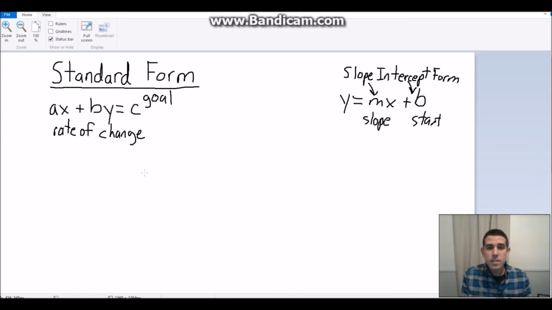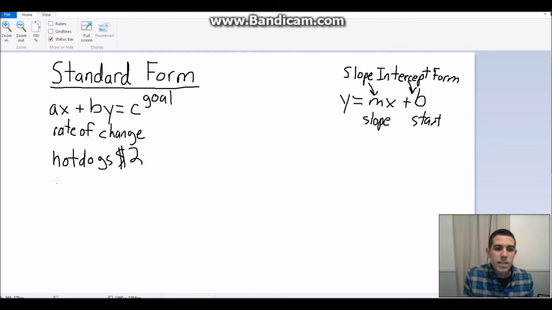So let's see what this looks like as a problem. Let's use a little bit tougher numbers. Let's say we have hot dogs that are for sale for $2. And say we have burgers that are for sale for $3. Okay, these are each rates of change. $2 per hot dog, $3 per burger.